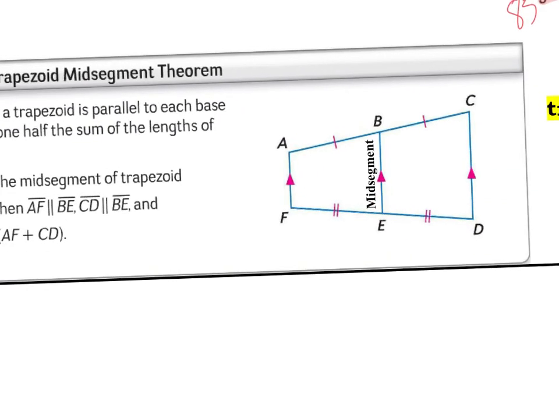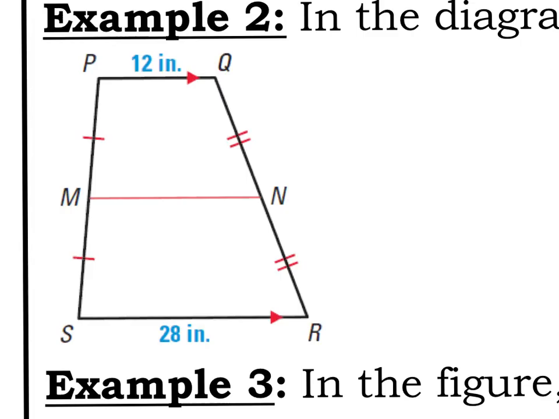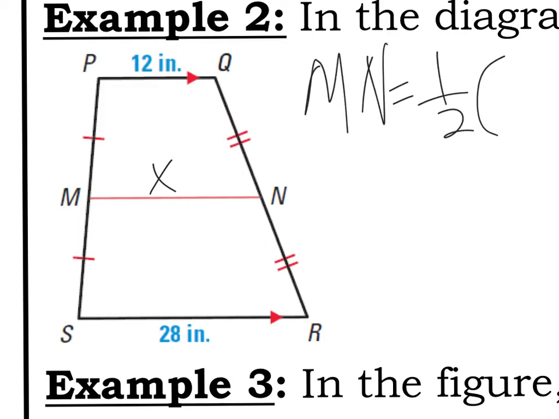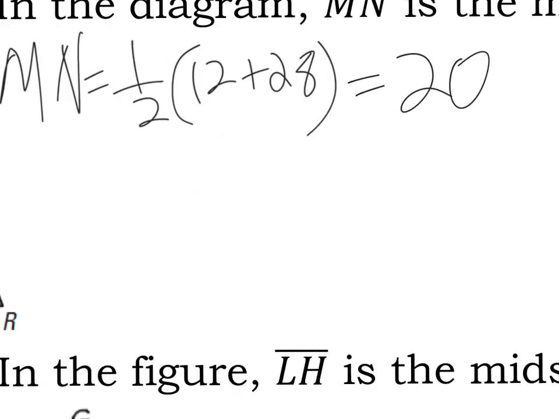And so, in other words, the midsegment's going to equal 1/2 of the sum of base 1 plus base 2. So in this example here, if I'm going to figure out the midsegment of MN, I'm just going to say MN equals 1/2 the sum of base 1 plus base 2, 12 plus 28. And that's just 1/2 times 40, which is 20.